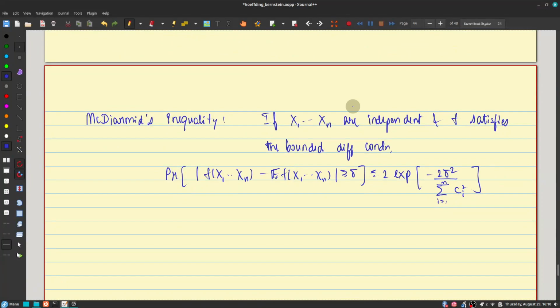So in fact, what this is saying is that if f satisfies the bounded differences condition, then f of x1 through xn is sub-Gaussian, or the centered version of f of x1 through xn is sub-Gaussian. This holds for all delta greater than 0.